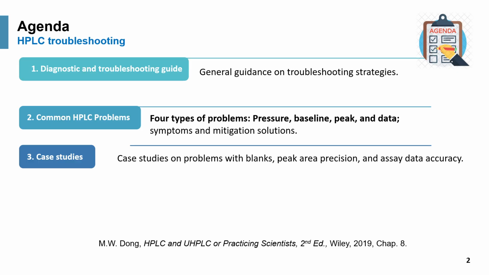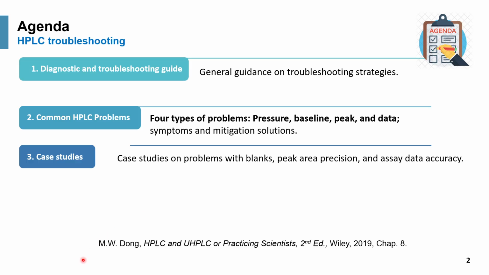Here is the agenda on HPLC Troubleshooting. First one is General Diagnostic and Troubleshooting Guide. Second one is common HPLC problems. We divided problems encountered into 4 categories: pressure, baseline, peak, and data. And we use an illustration of symptoms and mitigation solutions, how to minimize these types of problems. Finally, we have a couple of case studies: problems with blanks, peak area precision, and assay data accuracy situations.